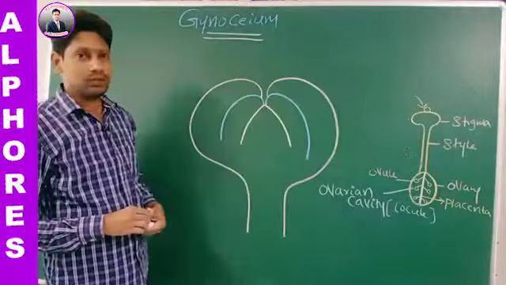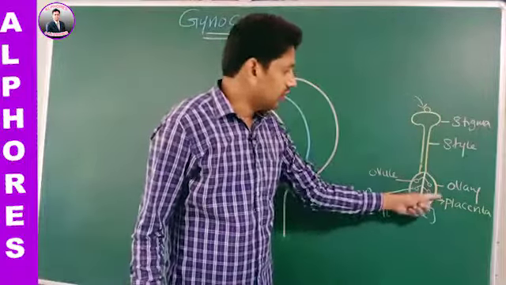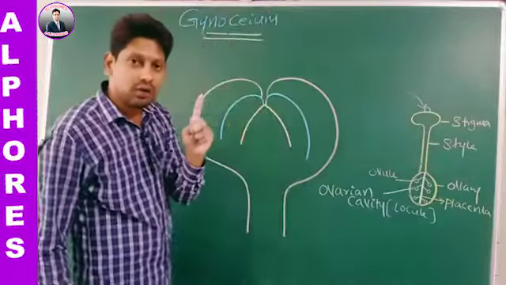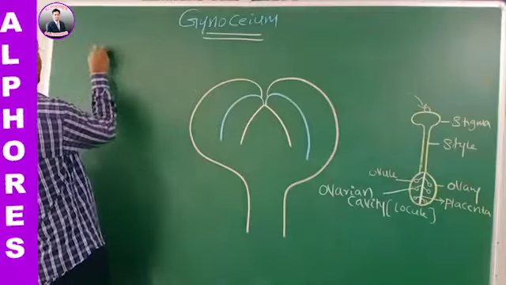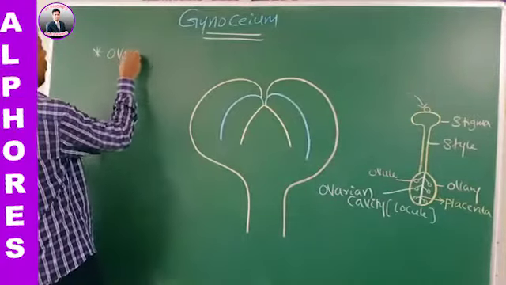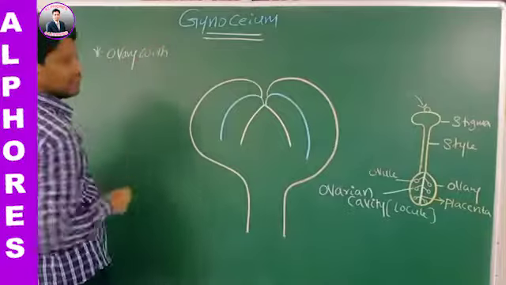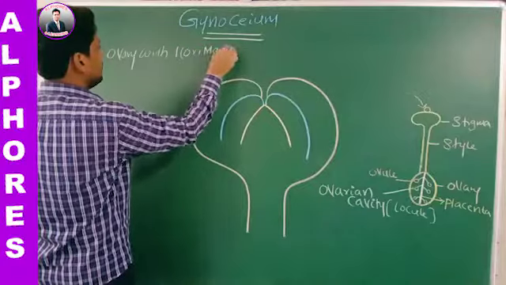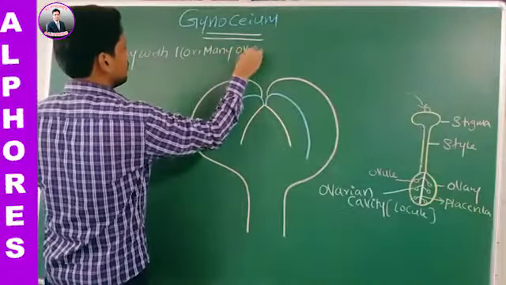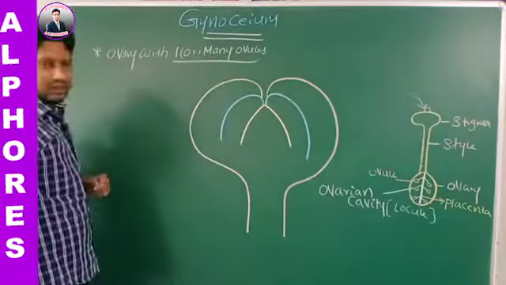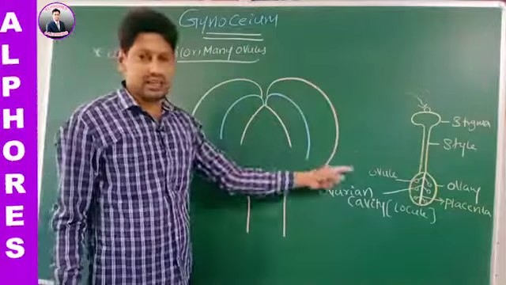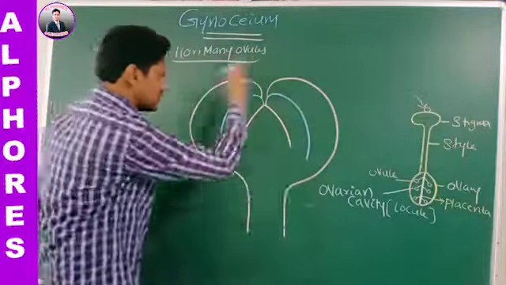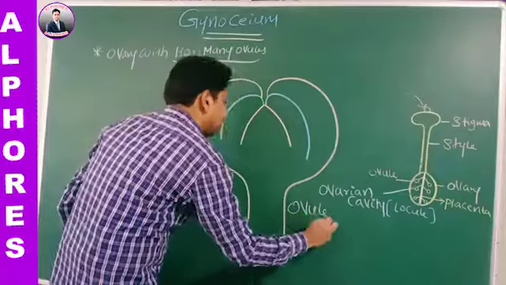Now see here. This is the ovary, and all these are ovules. An ovary contains either one ovule or many ovules. Therefore, an ovary has one or many ovules. This complete one is an ovule.